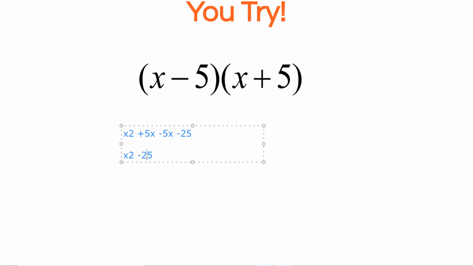So that's going to be a pattern of problems that you may see. Like if we're doing it backwards and we're trying to factor, if you see one that says x squared minus 25, you know that the two numbers in the middle have to be the same, but they're going to be opposite signs. So we'll try a couple more of those in a little while.